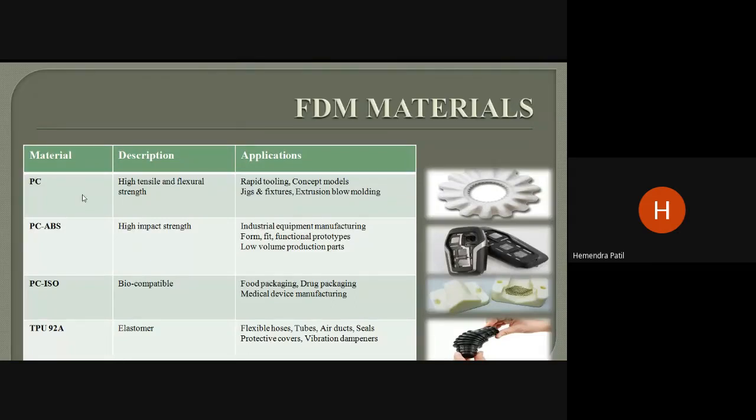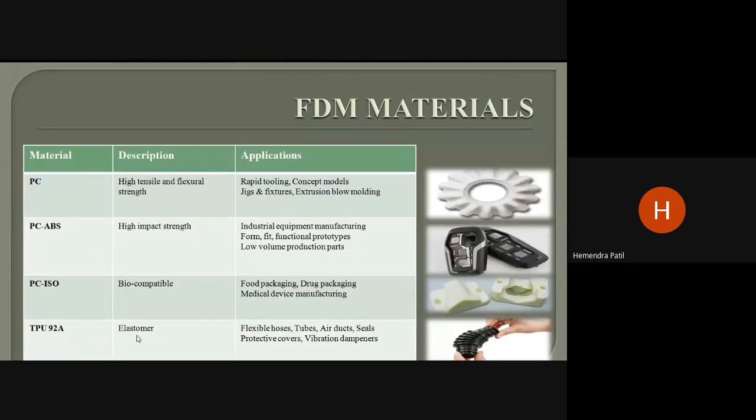PC-ABS. Coming to the next, PC ISO, it is also biocompatible, which means it is compatible with our body or food. So it has a certification of biocompatibility. The application part is food packaging, drug packaging, and medical devices manufacturing made from PC ISO. It is also transparent, has high tensile and flexural strength, and higher heat resistance in PC ISO.